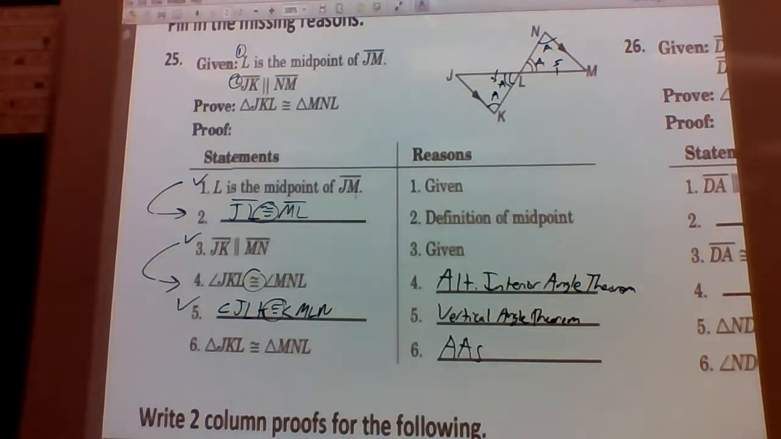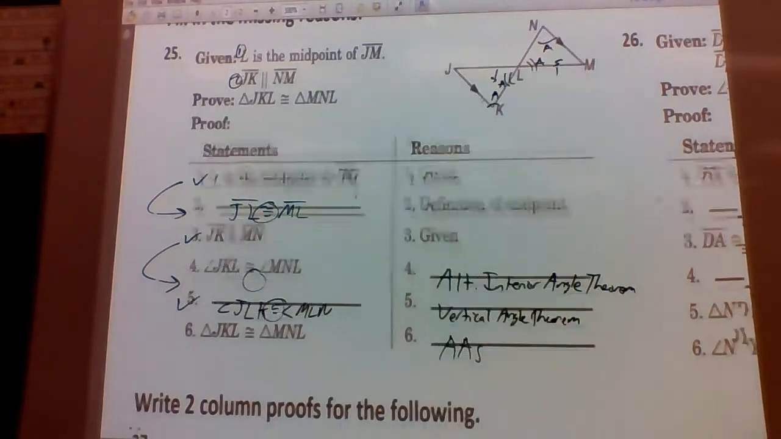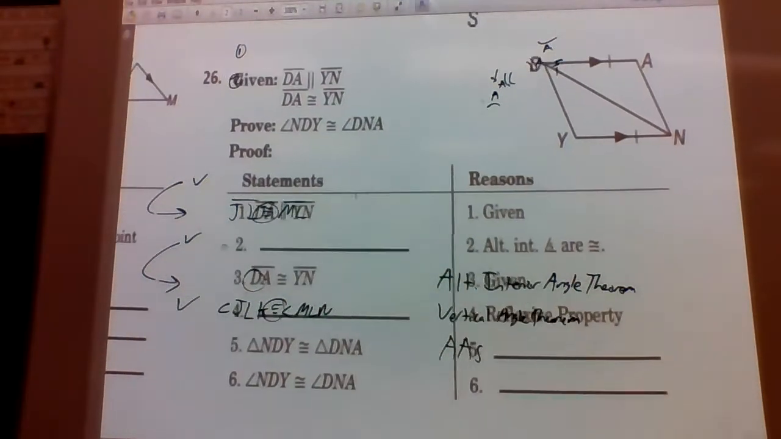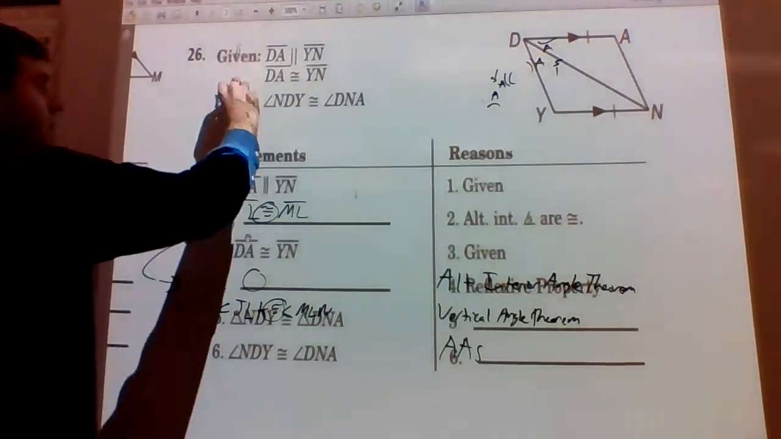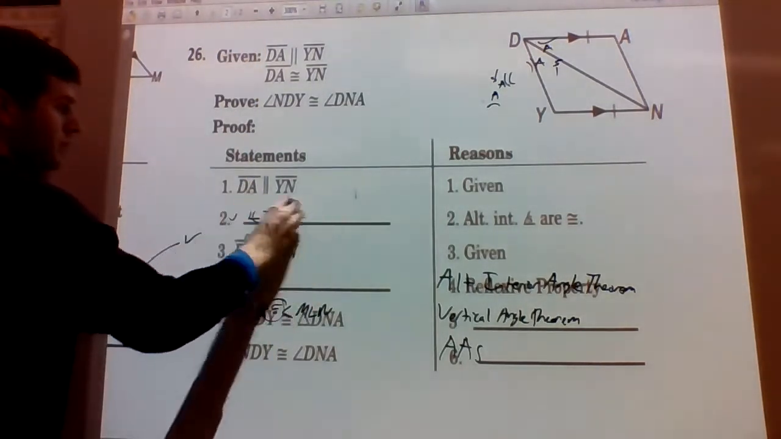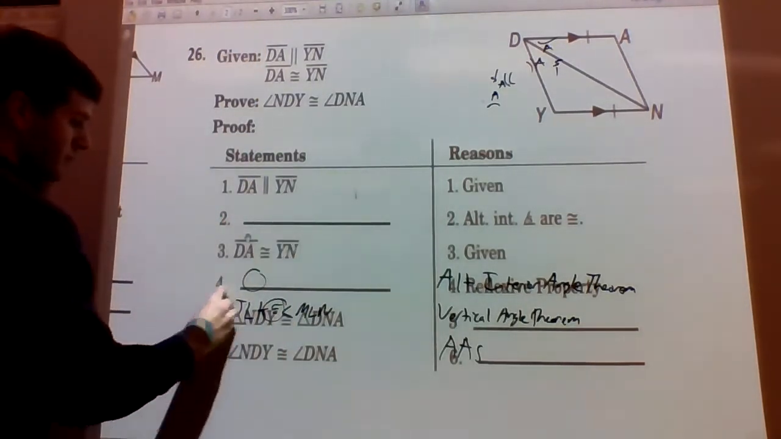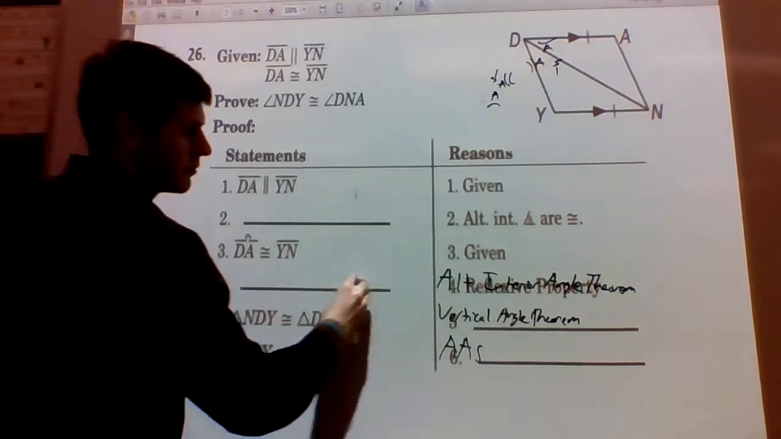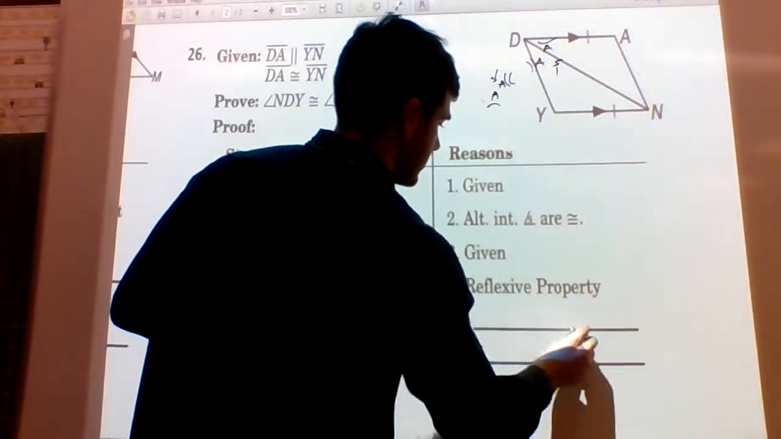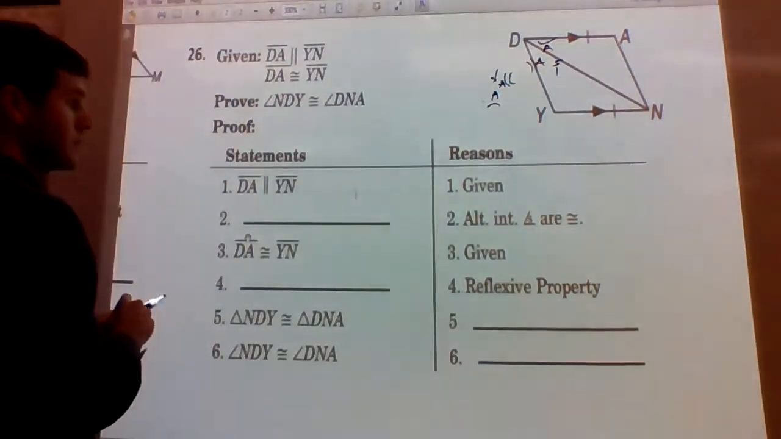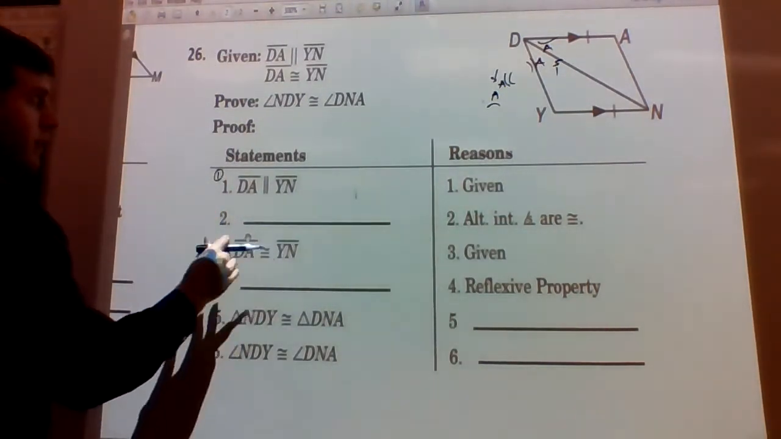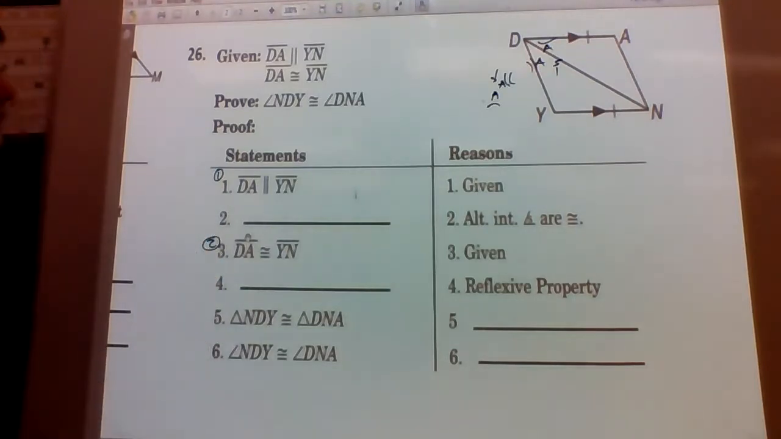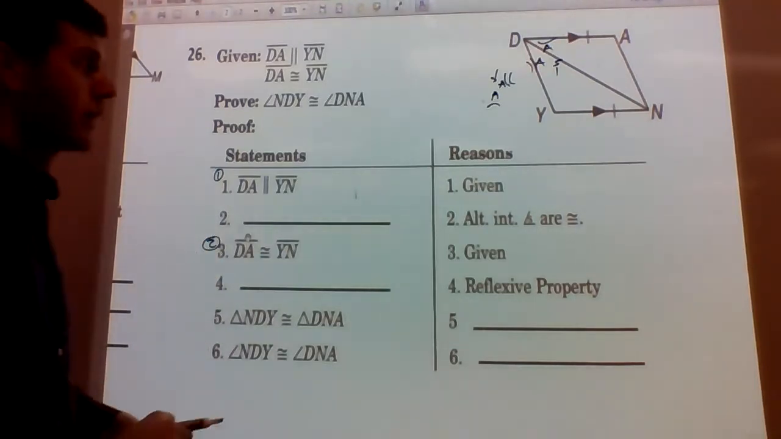Number 25. Okay, the other guided proof we have. Again, here we have 2 givens. So our first step in writing the proof is to write our givens. Okay, so we have one given, which is that DA is parallel to YN. Our second is that DA is congruent to YN.